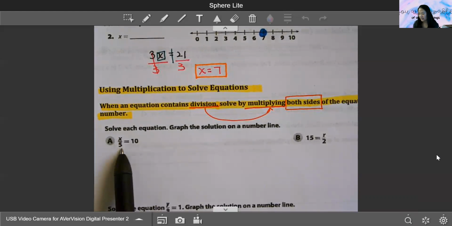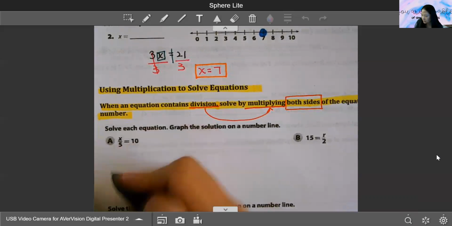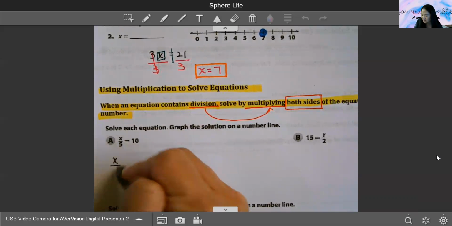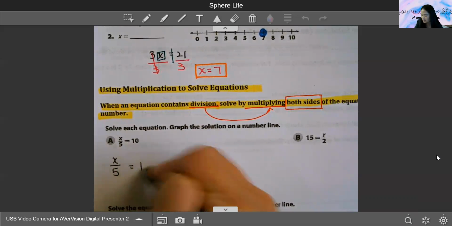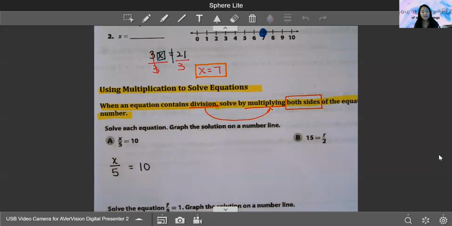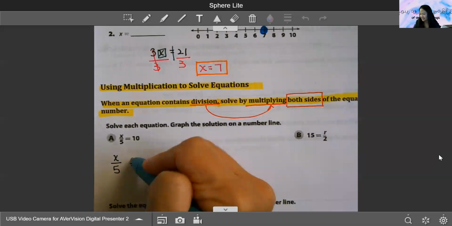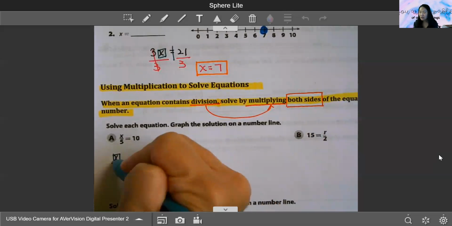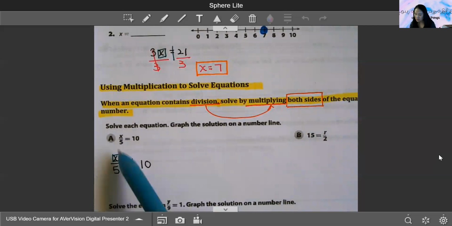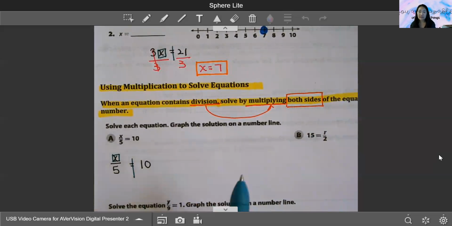X divided by 5 equals 10. First, I'm going to write the problem. X divided by 5 equals 10. Let's do this. Draw the line, box the variable. So since this operation is x divided by 5, the opposite of dividing by 5 is to multiply by 5. So I'm going to multiply both sides by 5.